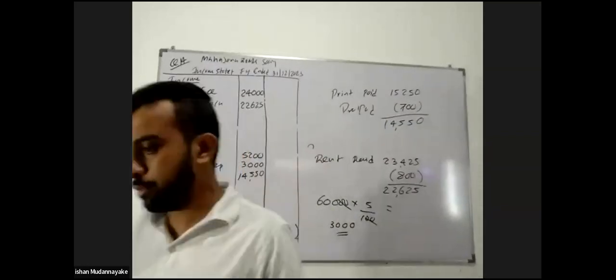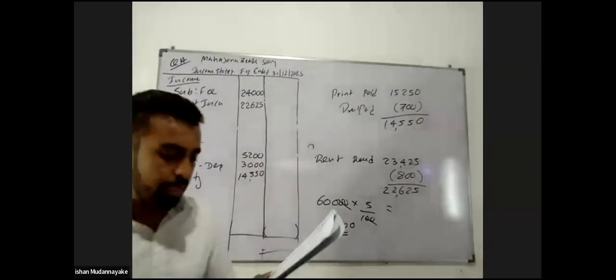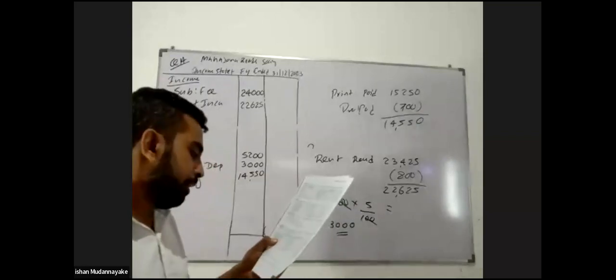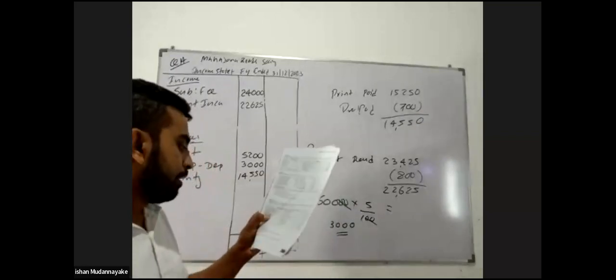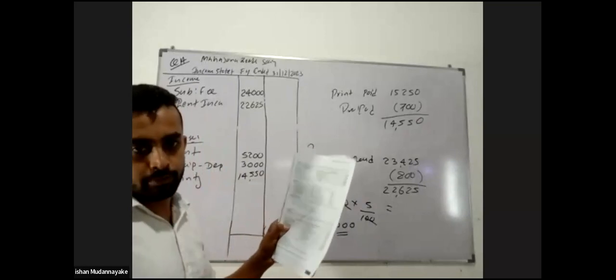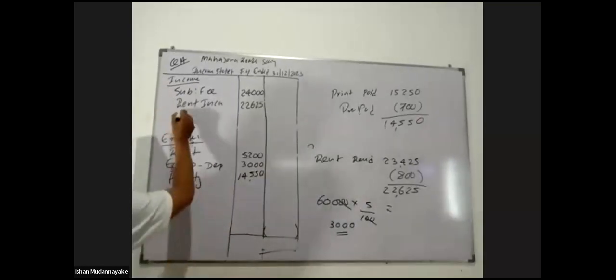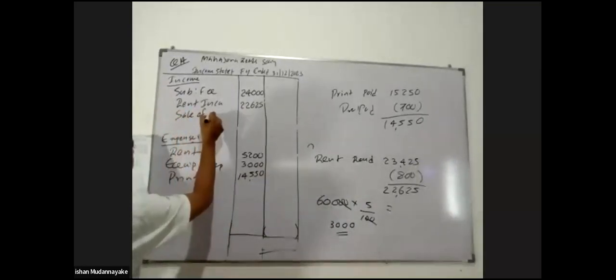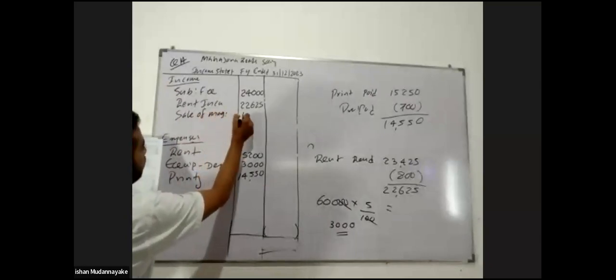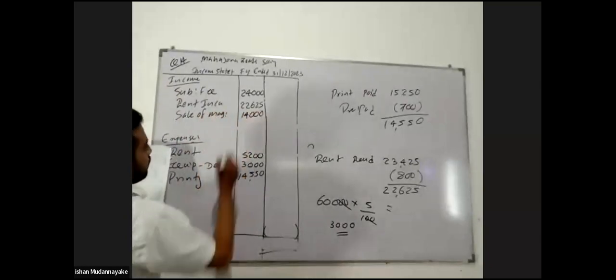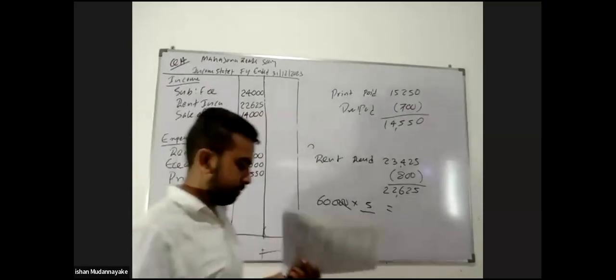Membership fee received, we can ignore now, as the relevant amount for the period was recorded. Building rent done. Sale of magazine 40,000, income.